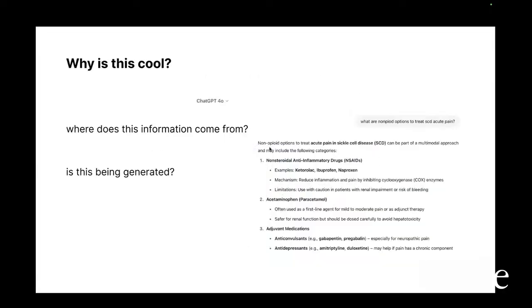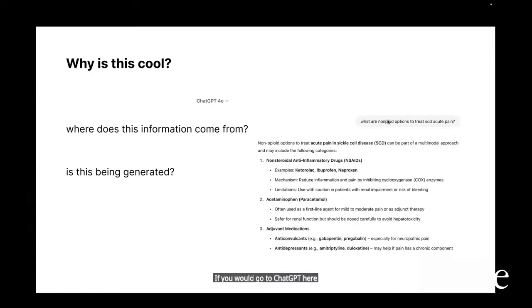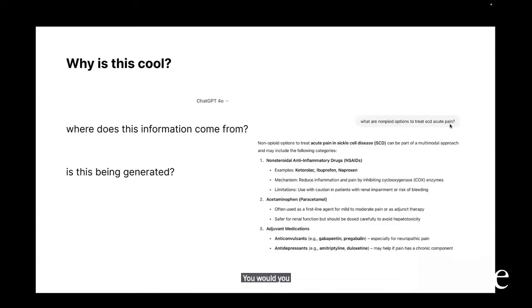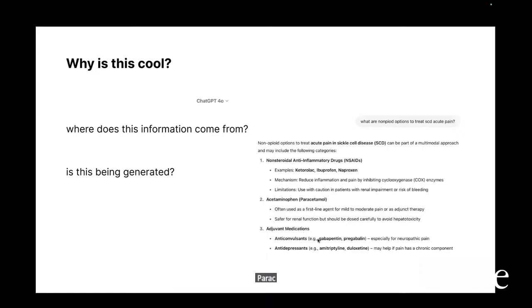In summary, why is this cool? Why do we need to do this? Why should we actually build knowledge graphs out of our data sets? If you would go to ChatGPT here in the figure on the right and type, what are non-opioid options to treat sickle cell disease acute pain? You would get an answer, right? You always get an answer, regardless if it's right or wrong. So it's listing here for me non-steroidal anti-inflammatory drugs, paracetamol, adjuvant medications, and the list goes on and on.